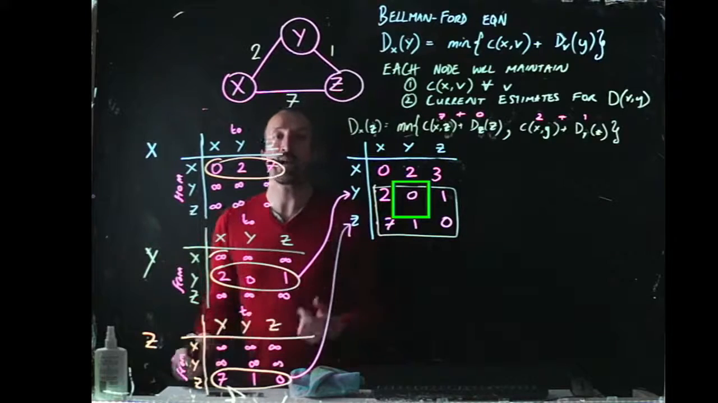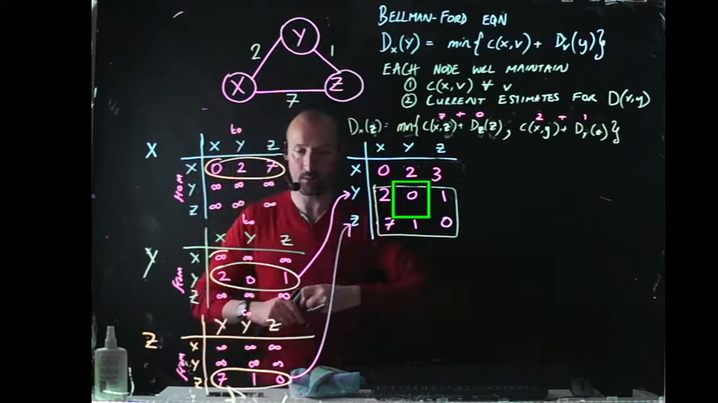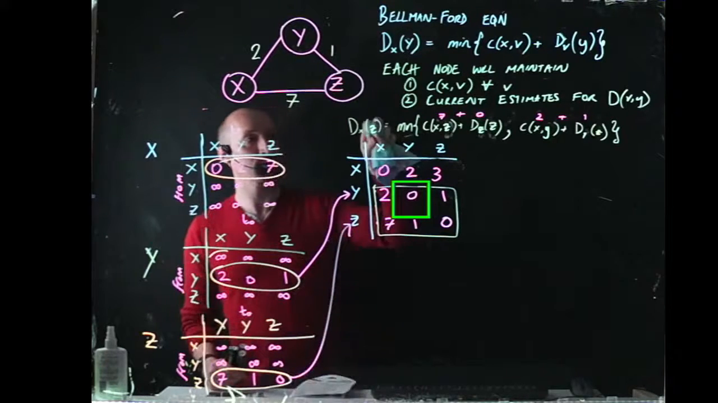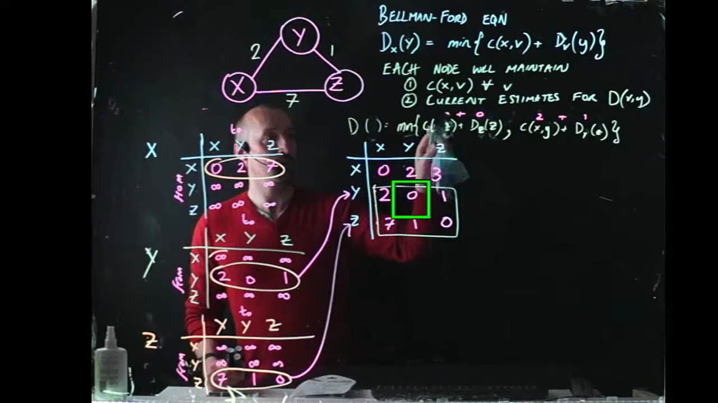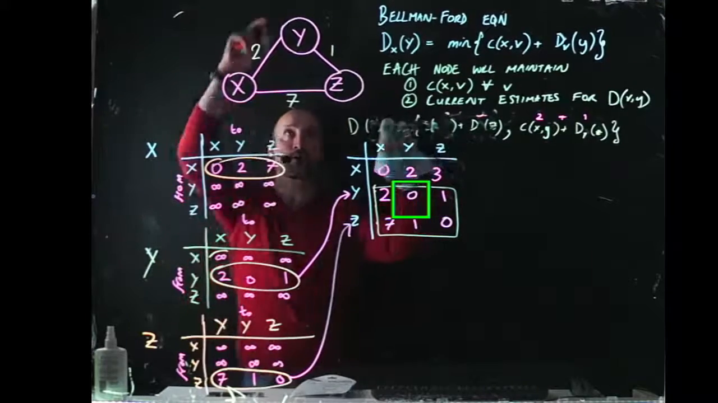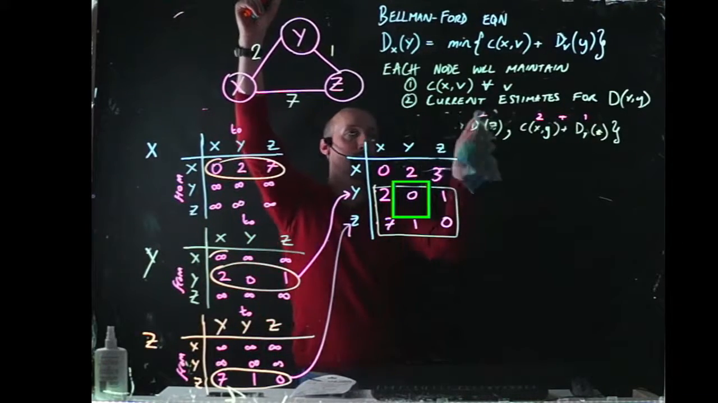So we're going to do exactly the same thing now for the next set of nodes down here, for y. Maybe it's better to just write the whole equation again, the Bellman-Ford equation.